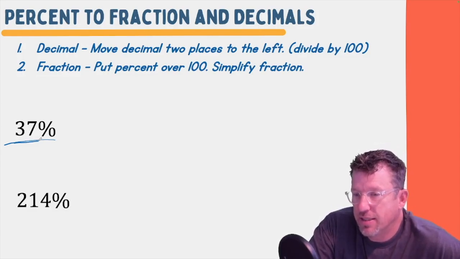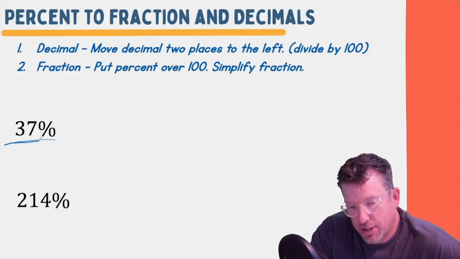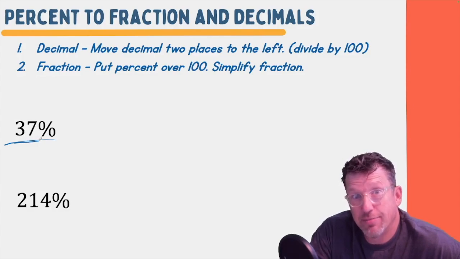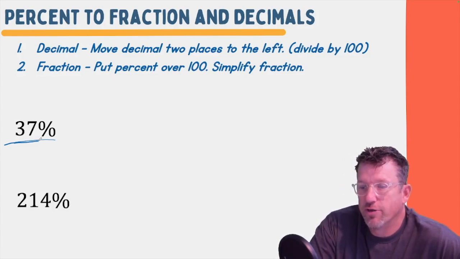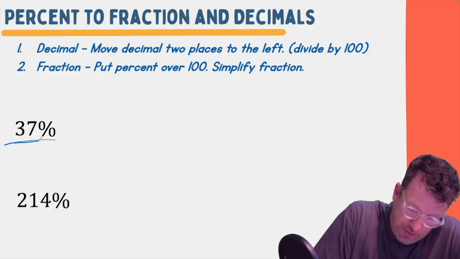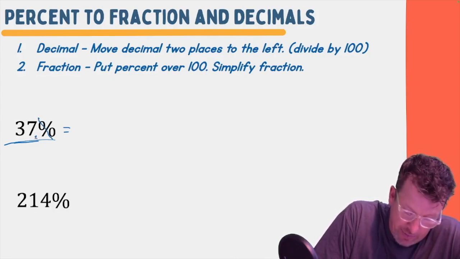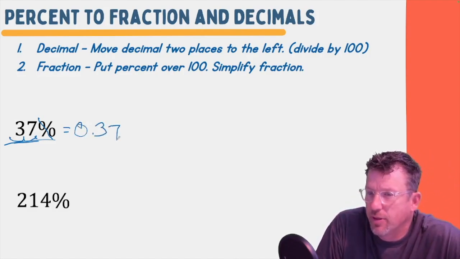How many places on the place value chart is 100? It's going to be 2 spots, right? We're moving 10 times 10, so it's 2 spots. So if we're dividing by 100, we're going to move the decimal to the left. So we just simply get rid of the percent sign, move the decimal, which is at the end. If you don't see a decimal, it's always at the end, and we move it 2 places to the left. So there's our decimal, okay?